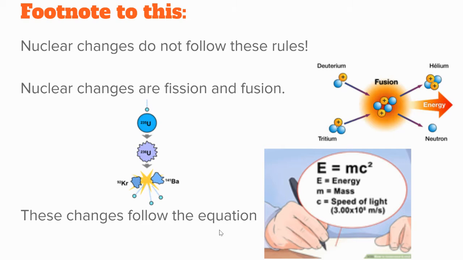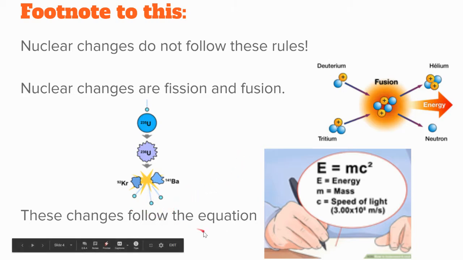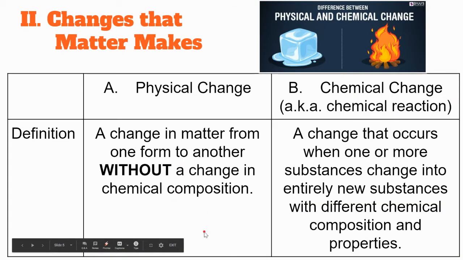And so, fission is what's happening in like a nuclear power plant. Fusion is what's happening in the sun. And so these changes follow the equation E equals mc squared that Einstein came up with. And that means that energy is equal to mass times the speed of light squared. And so we can take a tiny change in mass and it results in a huge amount of energy being produced.